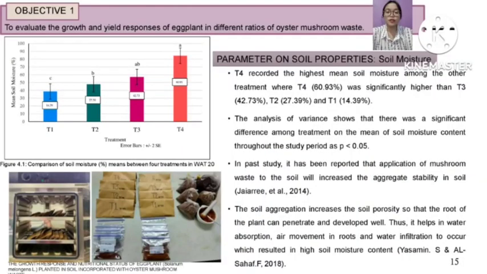In response to the first objective of my research, which is to evaluate the growth and yield response of eggplant in different ratios of oyster mushroom waste, in my study, T4 with 50% topsoil and 50% oyster mushroom waste recorded the highest mean soil moisture, followed by T3, T2, and T1. I believe that it has to do with soil aggregation, which increased the soil porosity so that the roots of the plant can penetrate well, as it helps in water absorption, air movement, and water infiltration, which will result in high soil moisture content.